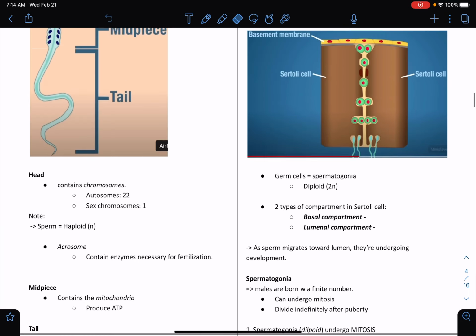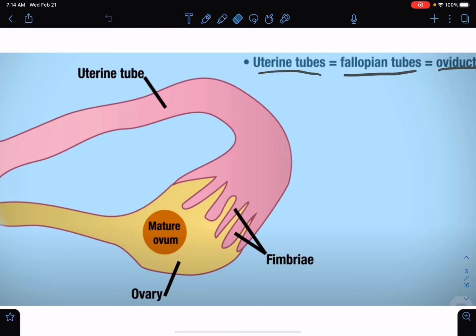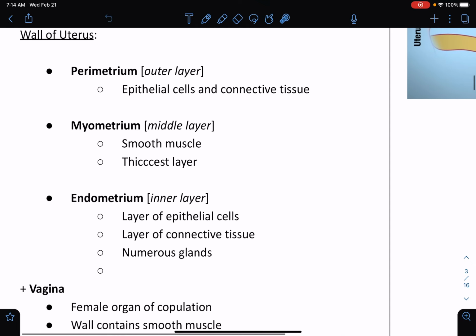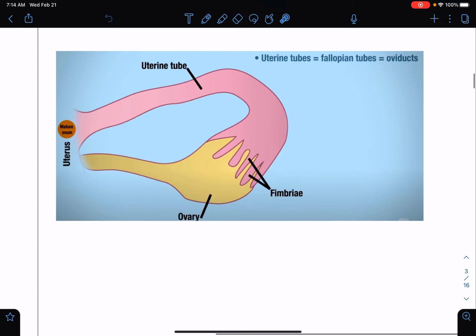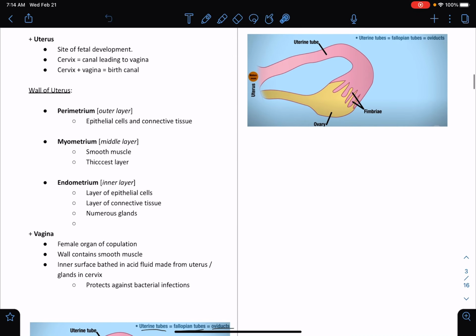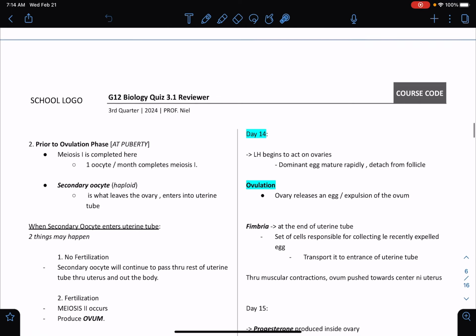It is being expelled with the help of the fimbriae as well as the other one, the infundibulum. So these two help bring the egg out of the ovary and into the uterine tube. Actually, in this region first, before it flows through this part, to this part, where fertilization ought to occur, given that a sperm reaches that region and successfully fertilizes the egg.